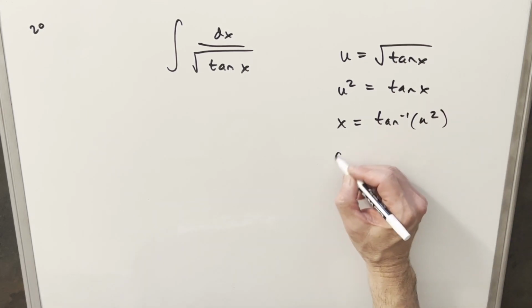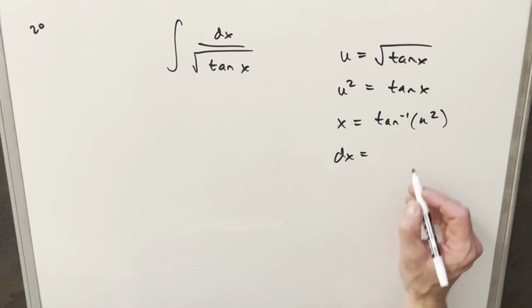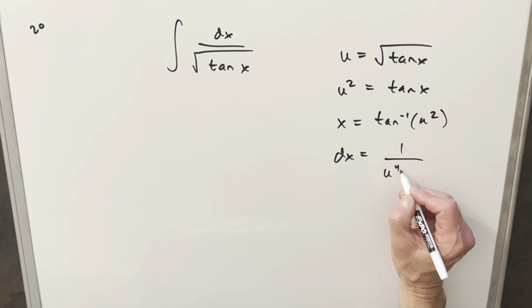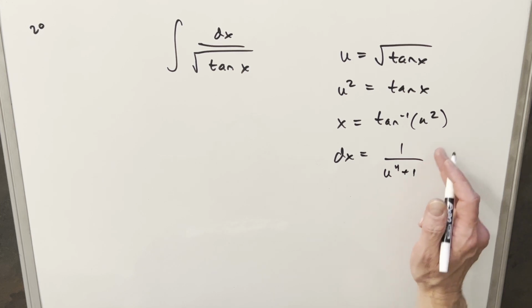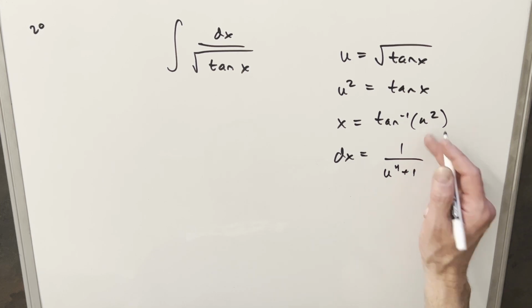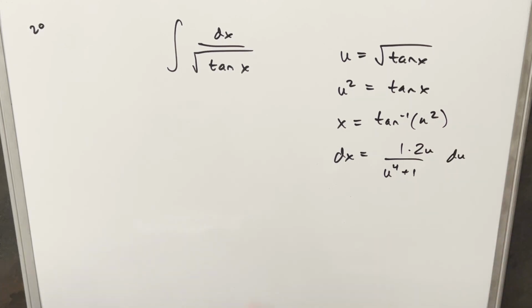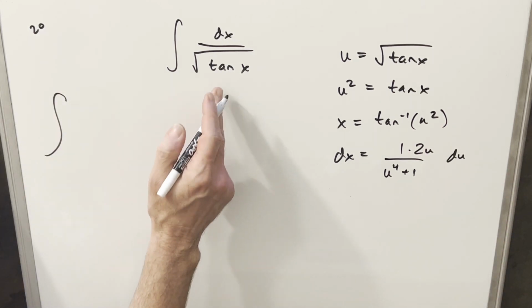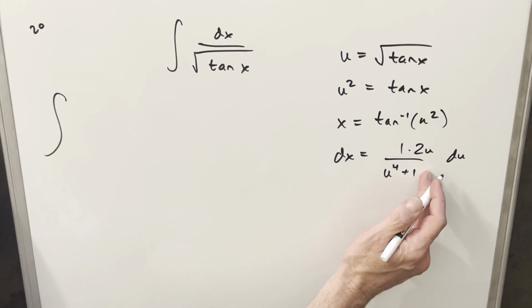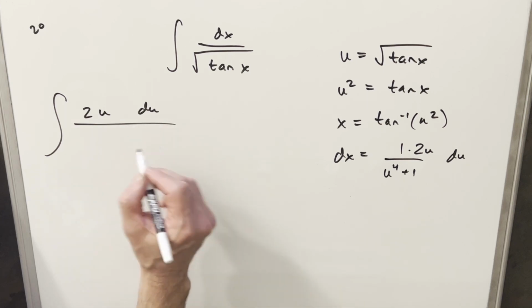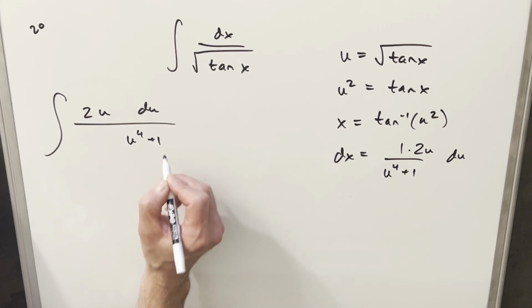Then from here, I'll just go ahead and take a derivative, so we're going to find our dx value. Derivative of arctan is going to give me 1 over u to the fourth plus 1. Then I'm going to need the chain rule. Taking the derivative of u squared is going to give me 2u du. So we'll make the substitution. For my dx, I'm going to write this as 2u du over u to the fourth plus 1.